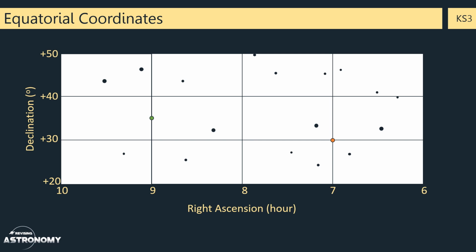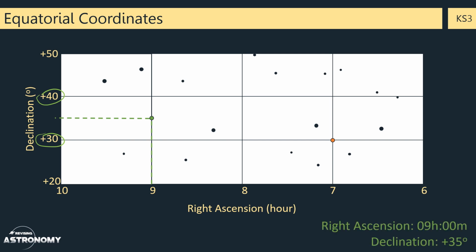Let's look at another example. Here, our green star. Again, we're going to work out the right ascension by drawing a vertical line down where it meets the axes, and we can see that it's clearly at 9 hours. However, when we go to the declination, it doesn't meet perfectly. It's somewhere halfway between 30 and 40. Looking at it by eyeball, it looks about halfway, so we would say it has a declination of 35 degrees. So therefore this star has a right ascension of 0900 hours and a declination of plus 35 degrees.